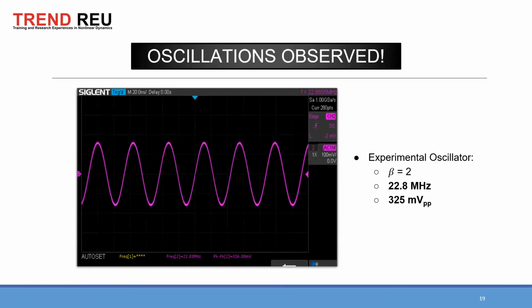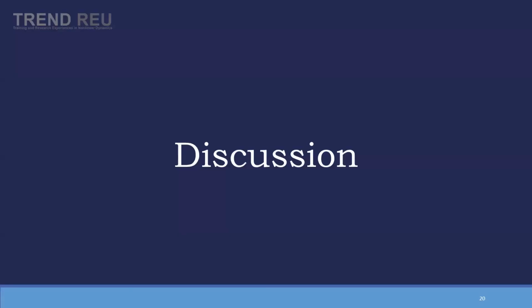All right, so we did see oscillations, and that was the goal. Our beta was approximately 2. The frequency of our experimental oscillator was 22.8 megahertz. And moving forward, Marco will discuss this a bit more.